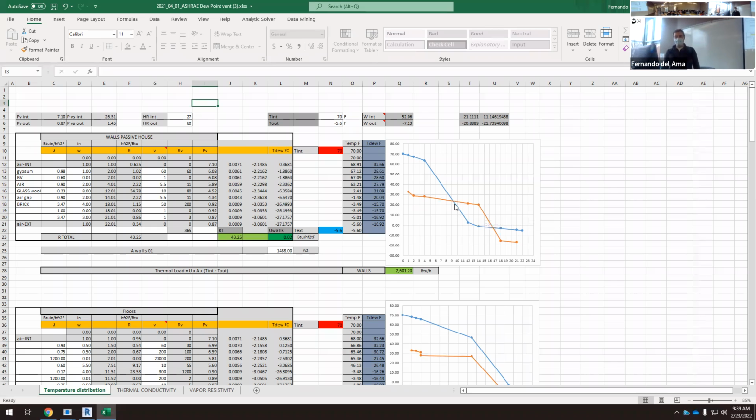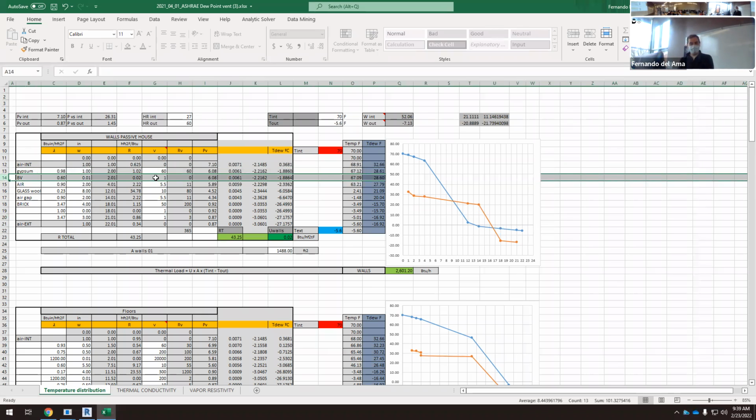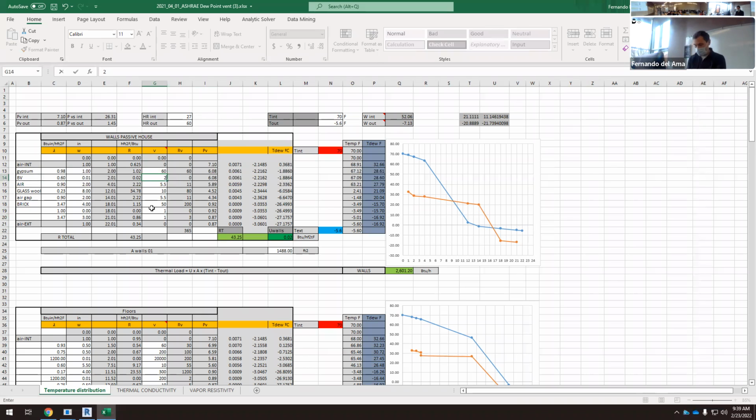Okay, so with this, as it was expected, we're going to have a condensation. What can we do? If we apply the vapor barrier here, if the vapor resistivity is something very high, so something with a lot of zeros, then we won't have this issue.